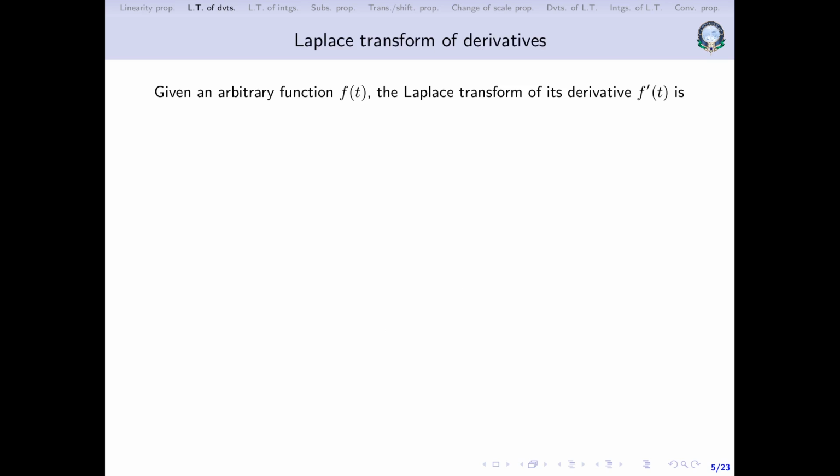Then we come to the Laplace transform of derivatives. So suppose I have an arbitrary function f of t, and its derivative is f prime of t. Then the Laplace transform of this derivative is given in this way. L of f prime of t is equal to s into the Laplace transform of the original function minus the value of the original function at t equals 0. Okay, so the Laplace transform of this derivative is s into the Laplace transform of this function minus the value of this function at t equal to 0.